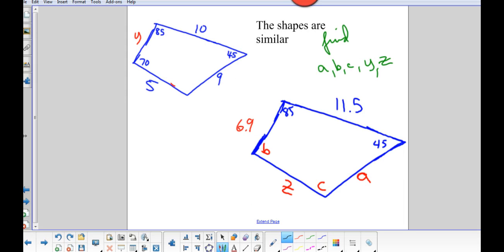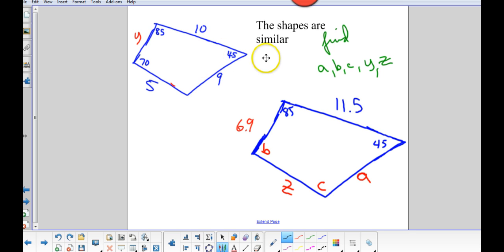All right, so we got two similar shapes here, and the y side here is going to correspond with 6.9. The 10 side is going to correspond with 11.5. So this is what we call simple translation. We've just moved it, right? Taken this one, moved it over here, and maybe enlarged it by some sort of factor.